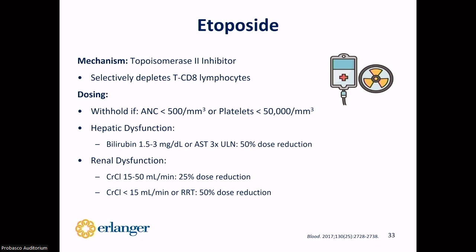Looking at the dosing from the protocol, there's a lot of other things we need to take into account when we're dosing it in these patients. The first is cytopenias. So we would want to withhold doses of etoposide if your ANC is less than 500 or if your platelets are less than 50,000. Additionally, there are dose adjustments for both hepatic and renal dysfunction. With hepatic dysfunction, dose adjustments start at a bilirubin of 1.5 or an AST of 3 times the upper limit of normal. And renal dysfunction starts at adjustments of creatinine clearance of 50 mLs per minute.